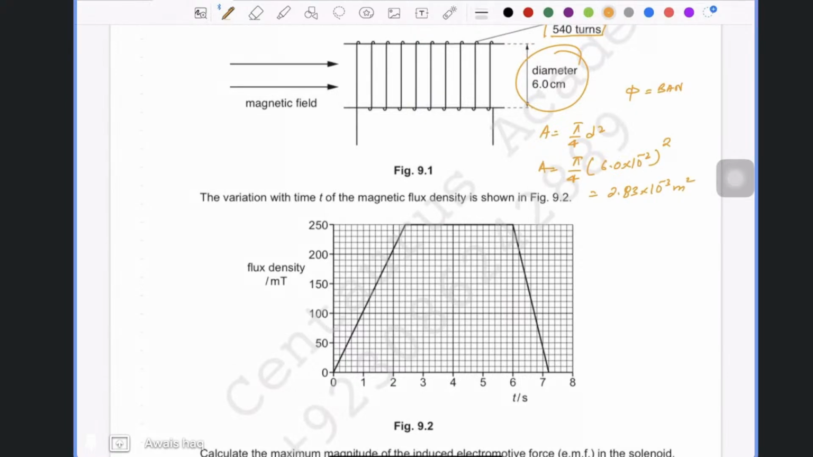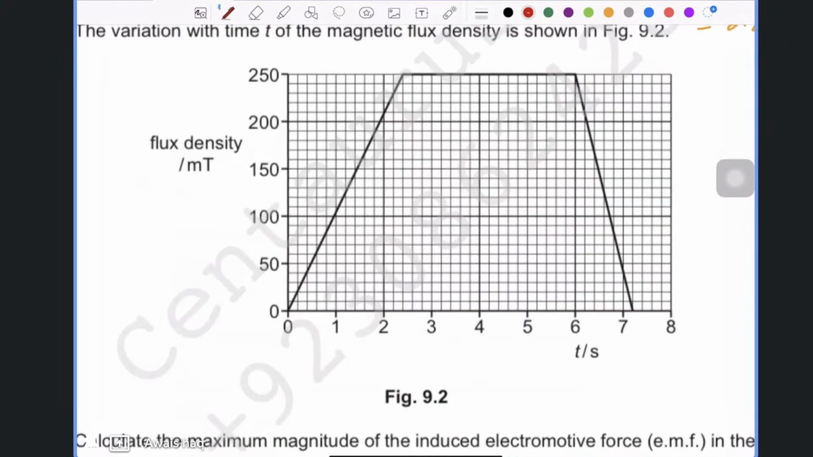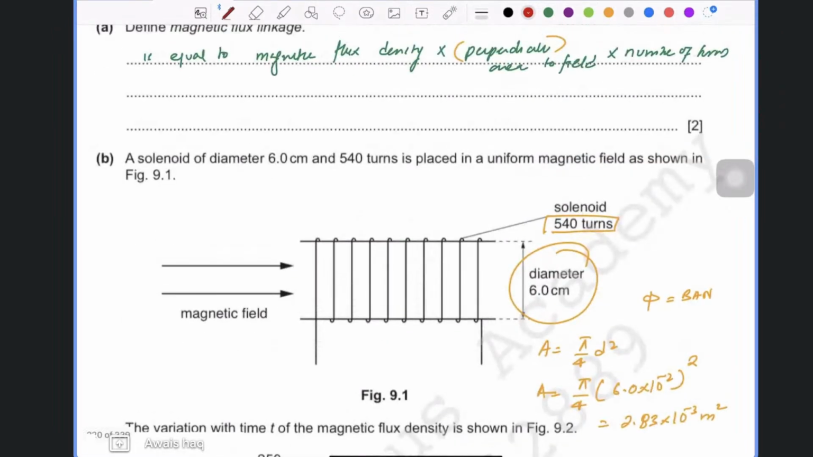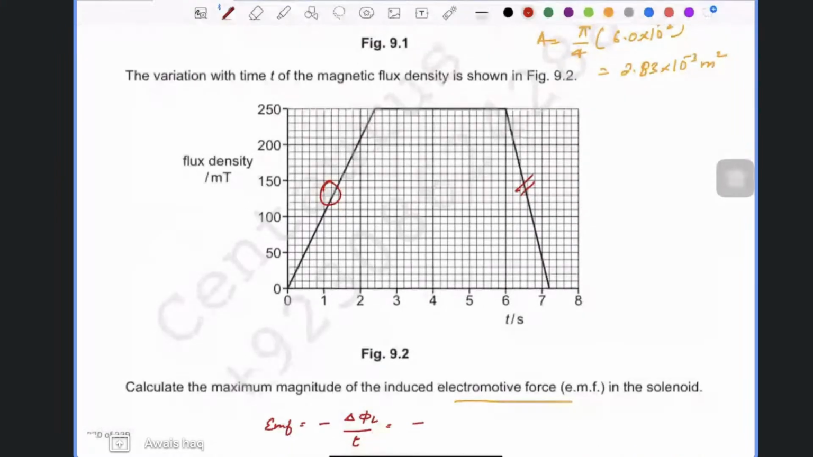This one? Okay, good. Now we want to find the maximum EMF amplitude. The maximum would be when the gradient is the steepest, and the steepest gradient is this line, not this line. Do you guys understand this? So then you're going to say EMF equals minus change in flux linkage over time. The change in flux linkage will be minus B, magnetic flux density. I don't know if that is given, but we can find the gradient of this by taking that. Doesn't really matter. So how do we do this?